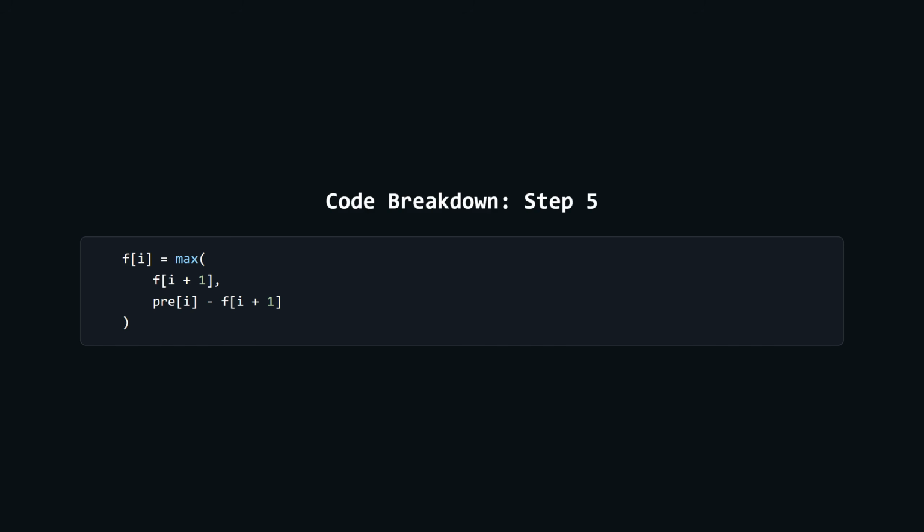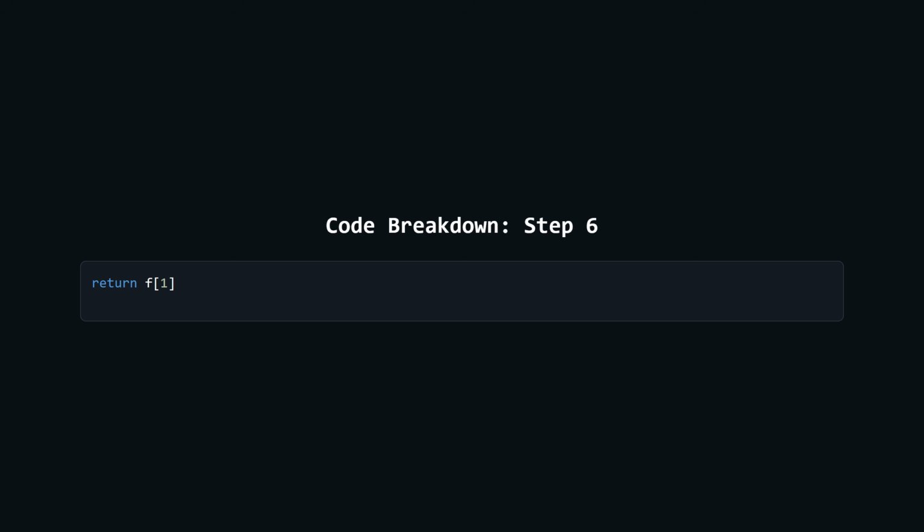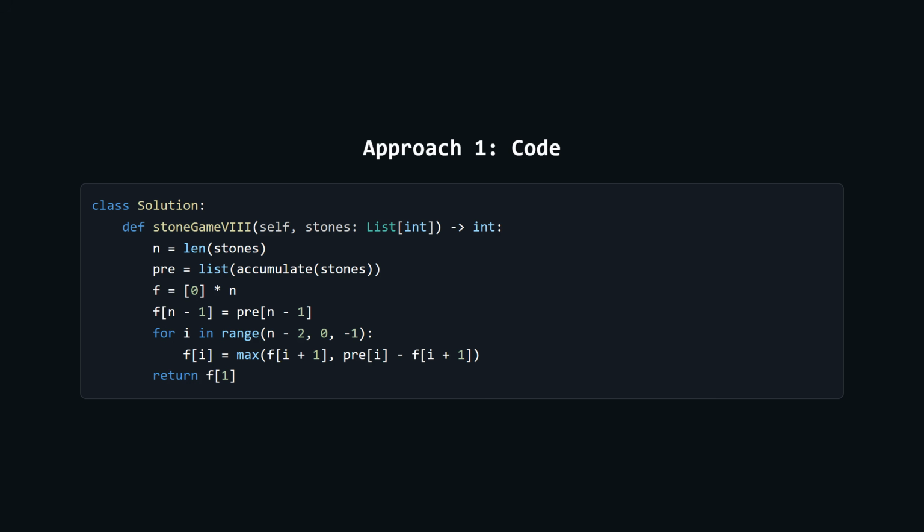Then, we start a loop that walks backwards from the second to last item all the way down to index 1. At each step, we choose the maximum between skipping this turn to see what happens next, or taking the prefix sum right now and subtracting our opponent's best future score. Finally, we return the result at index 1, because remember, Alice isn't allowed to pick index 0 on her first turn. Here is how all of that logic comes together in the complete Python solution.